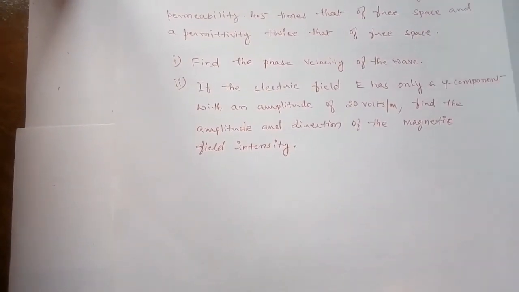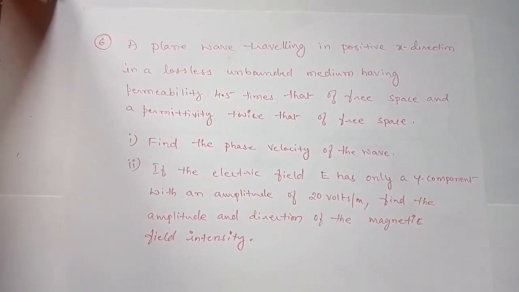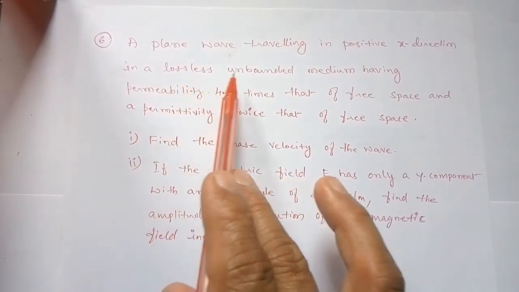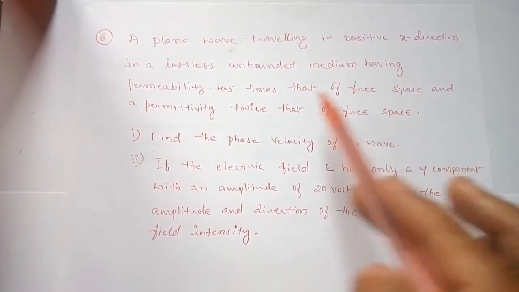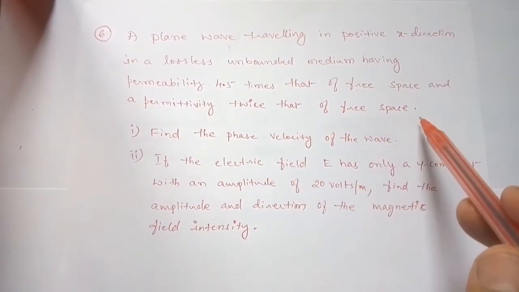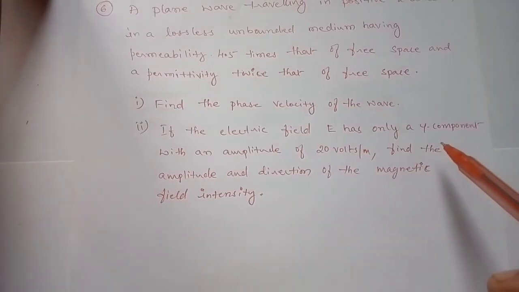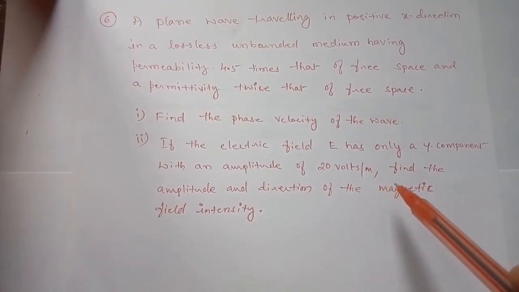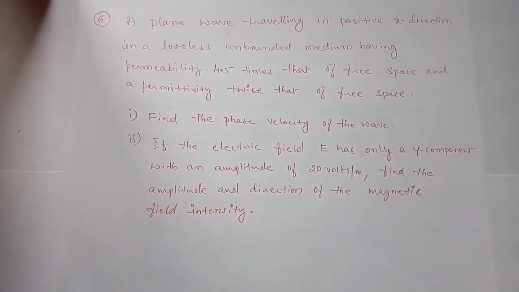Next, let us see the next type of problem. The last problem we are going to see is related to electromagnetic waves. A plane wave traveling in a positive x direction in a lossless unbounded medium having permeability 4.5 times that of free space and permittivity twice that of free space. Find the phase velocity of the wave if the electric field E has only a y component with an amplitude of 20 volts per meter. Find the amplitude and the direction of the magnetic field intensity.